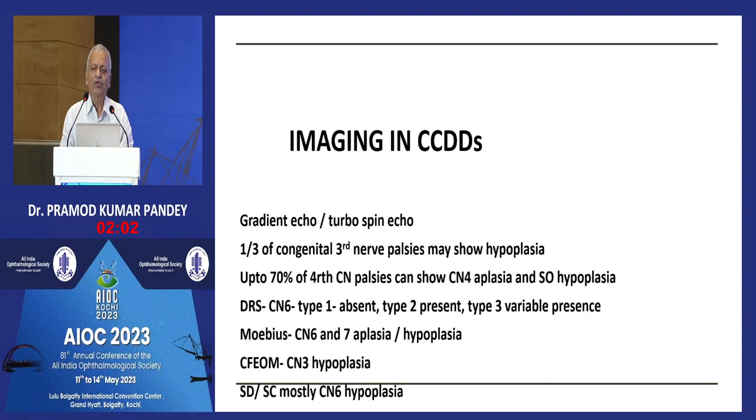Imaging, as we know, has contributed a lot of knowledge. With gradient echo and turbo spin echo techniques, one third of congenital third nerve palsies may show hypoplasia. Up to 70% of fourth nerve palsies can show CN4 hypoplasia or SO hypoplasia. In DRS, type 1 has an absent sixth nerve, type 2 is present, and type 3 may have variable presence. In Mobius, you have CN6 and 7 nerve hypoplasia or abnormalities, and in CFEOM, you have CN3 hypoplasia.